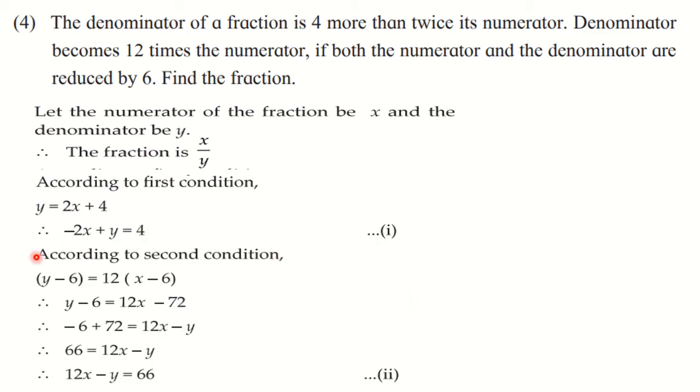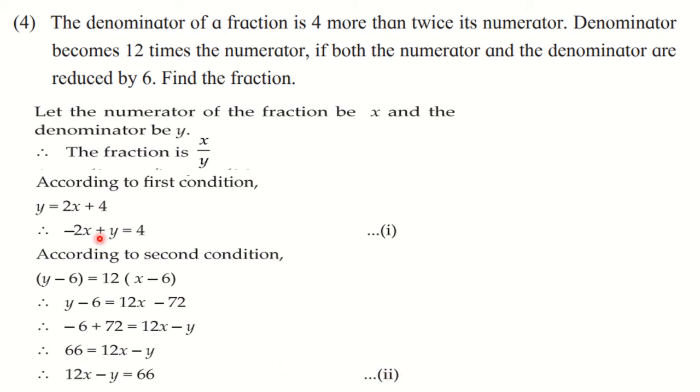So what are you going to write here? See, the denominator is y minus 6. It is 12 times the numerator, that is x minus 6. Now here on the right hand side the bracket is opened and then the interchange is done on the side. See, y is taken this side, so it becomes minus y, and this 72 taken this side becomes plus y. So what you got? 66 is equal to 12x minus y. If you write it properly, you will get 12x minus y is equal to 66. This is equation number 2.